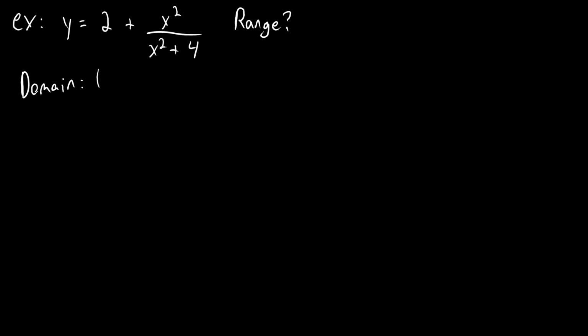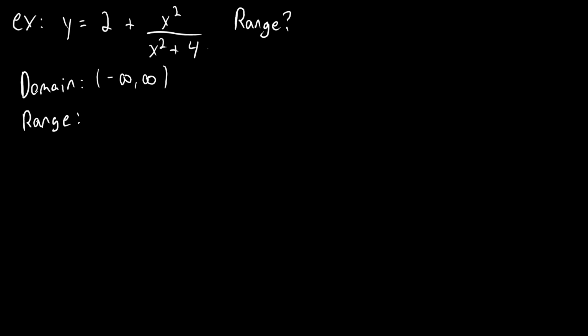And really, when we're looking at square roots, possibly in our function, that could make this undefined. Division, you need 0 in denominators, so can a 0 get in this denominator? Can x squared plus 4 equal 0? And it can't. So we know this is going to be all real numbers.